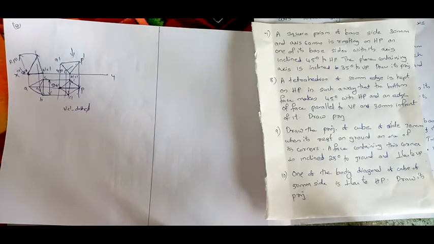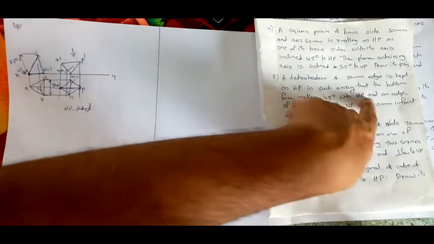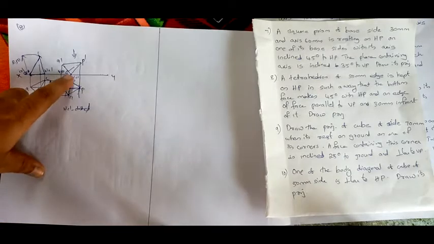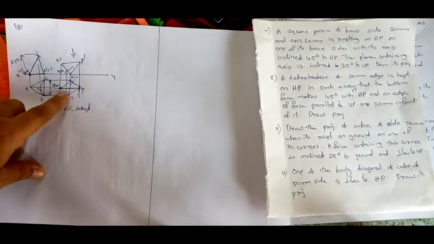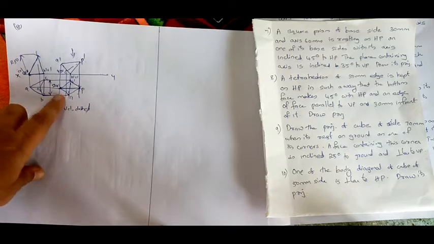Now what you have to do? See, they have told one more thing: an edge of the face parallel to VP and 30 mm in front of it. So we have made a face 45 degrees with HP, an edge of the face. The bottom edge of the face means it is resting on B dash C dash, right? It is resting on B dash C dash, that is the face edge. So you have to make B dash C dash parallel to VP, and 30 mm in front of it.